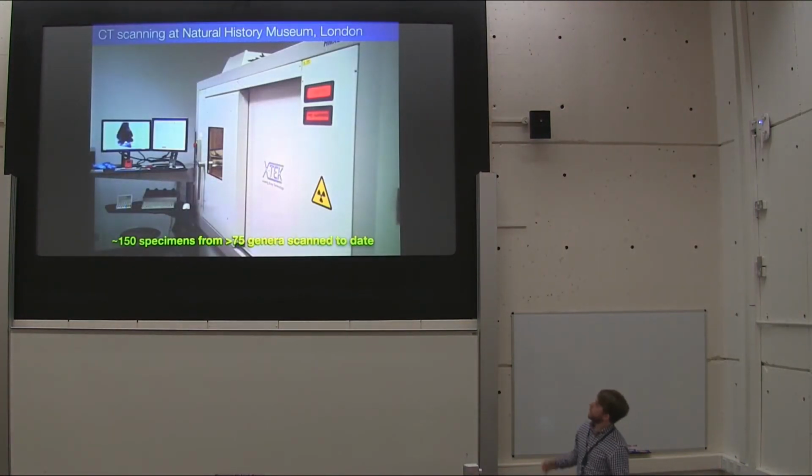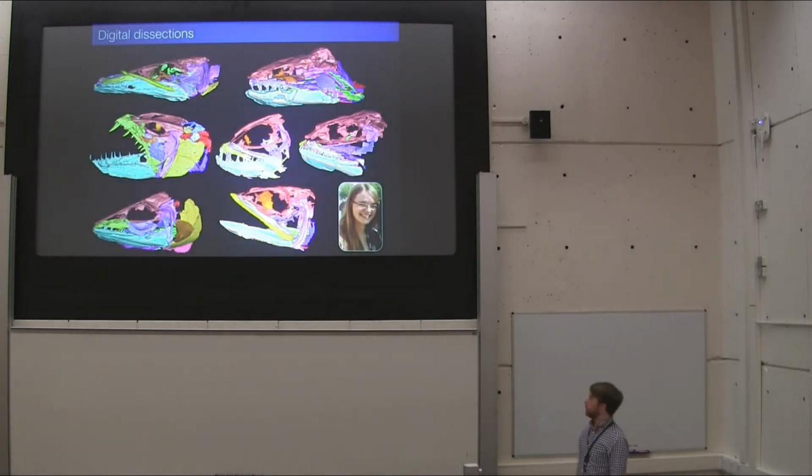In order to collect our data, we've been making extensive use of CT scanning technology. So far we've scanned actually considerably more than 150 specimens from maybe 75 or 80 genera. And if you invest enough time and effort, as Mimi Beckett, a DPhil student at Oxford, has done, you can get incredible digital preparations and dissections of this material.